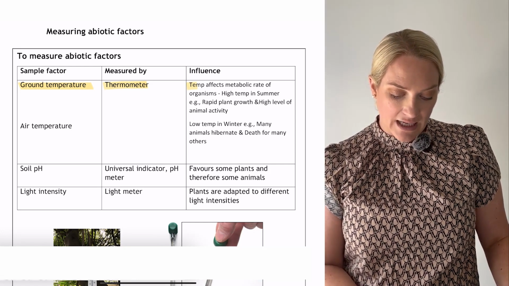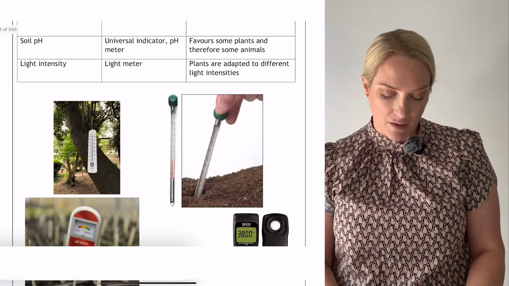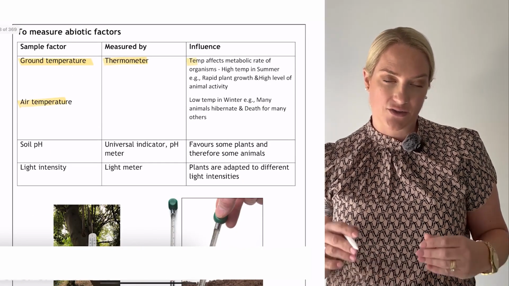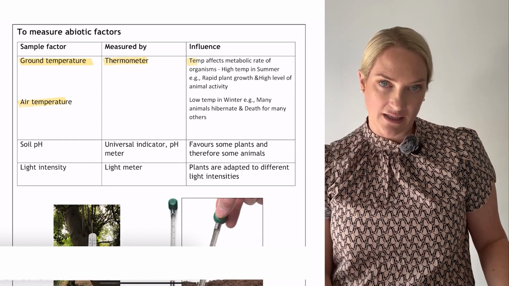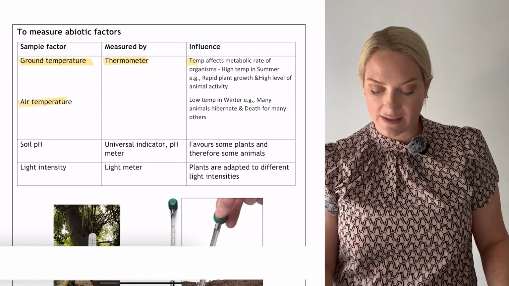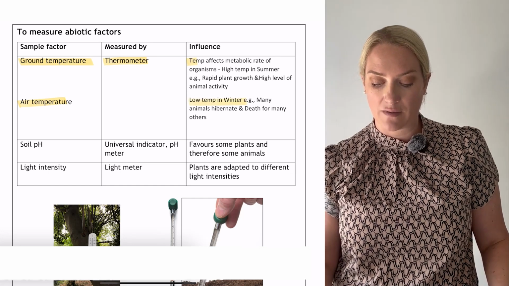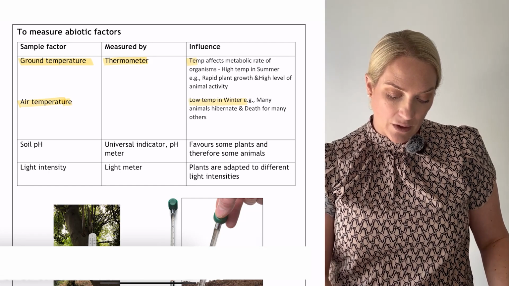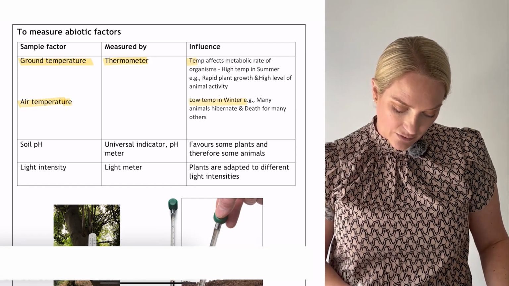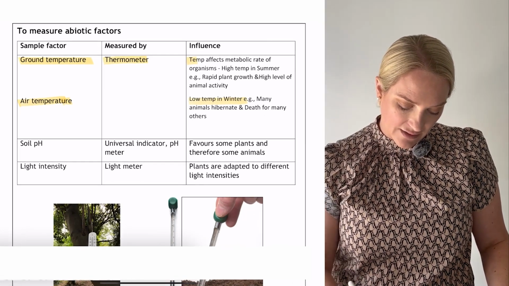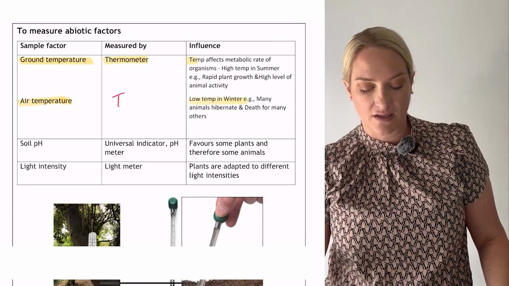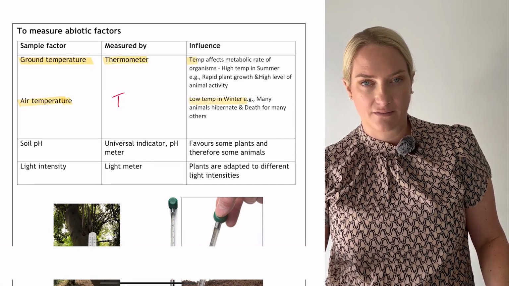You may then do air temperature. So air temperature, I have a thermometer here and I have it hanging off a tree. And I'd go record it in 3 different areas. And you may find that high temperature, low temperature again. So for example, low temperature in winter, many animals may hibernate or die. So for both air temperature and ground temperature we can use the thermometer here as well. So I'm just going to say T for thermometer can be used here as well. But what's the influence of the factor?